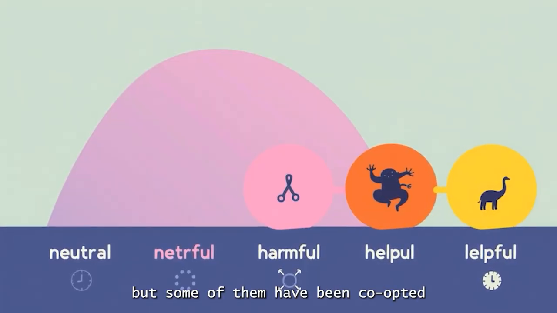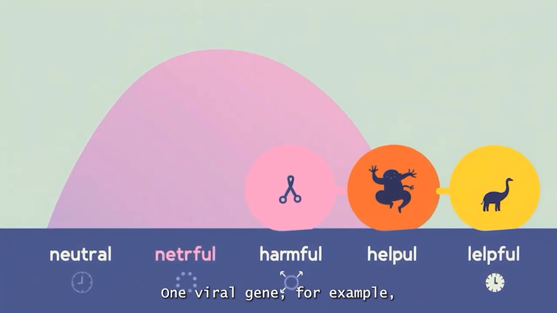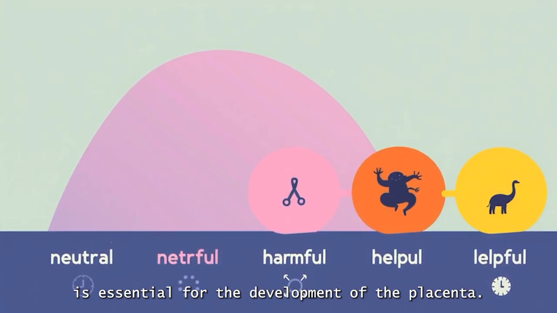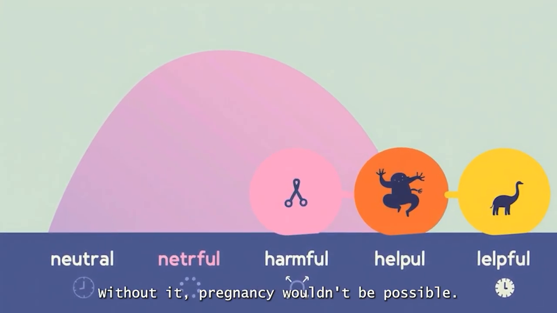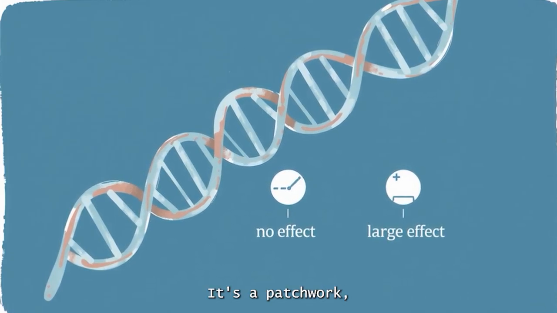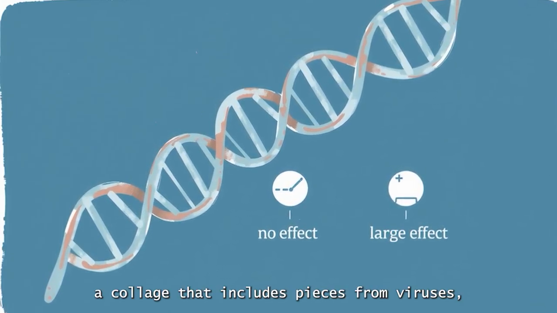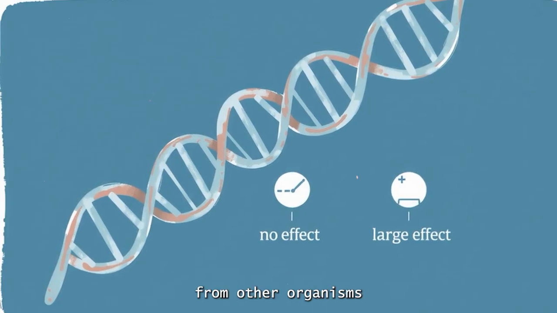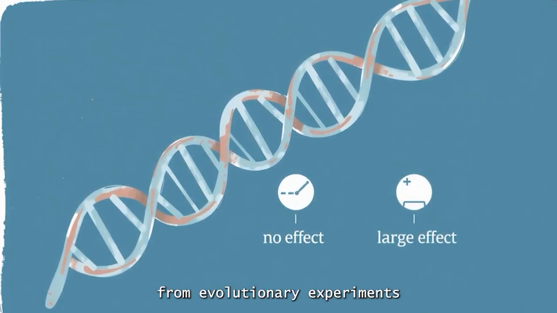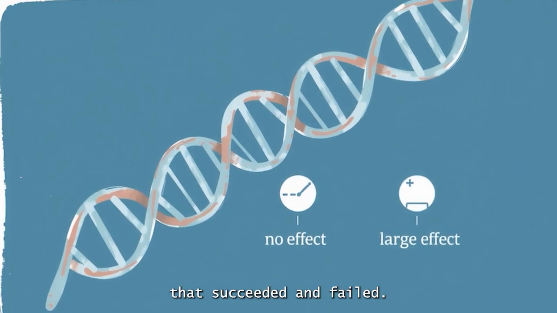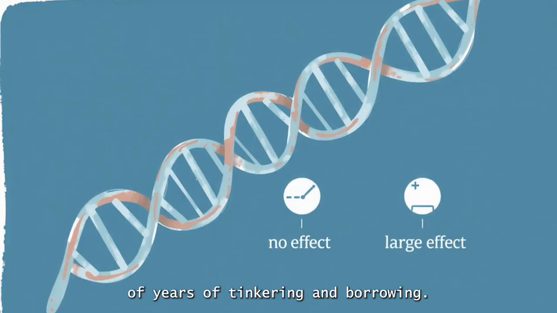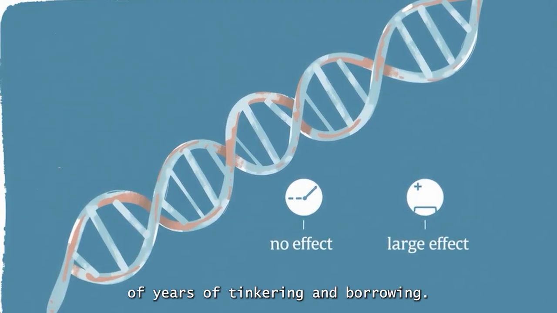But some of them have been co-opted for useful purposes. One viral gene, for example, is essential for the development of the placenta. Without it, pregnancy wouldn't be possible. So DNA is not purely human. It's a patchwork, a collage, that includes pieces from viruses, from other organisms through horizontal gene transfer, from evolutionary experiments that succeeded and failed. What DNA controls today is the result of billions of years of tinkering and borrowing.